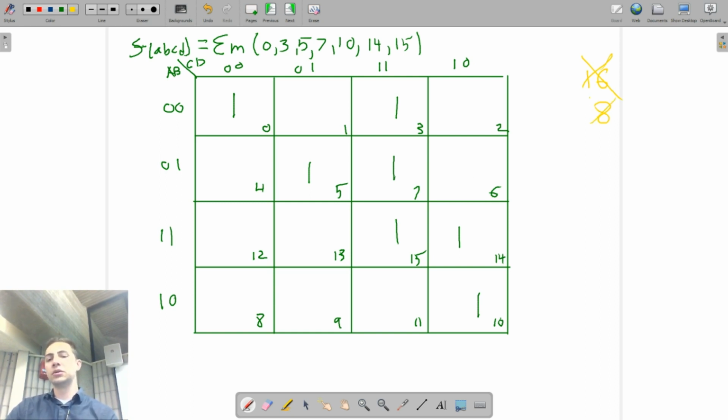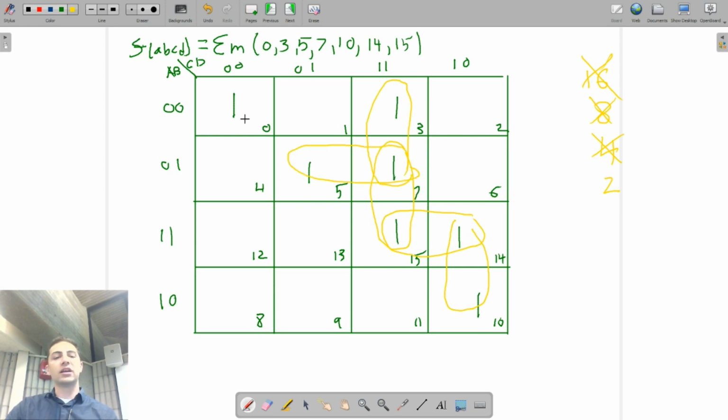No. Any groups of 4? No. So we're down to groups of 2. So I can just start circling groups of 2. I'm not looking for essential prime implicants right now. I'm just looking for anything that is a group of 2.